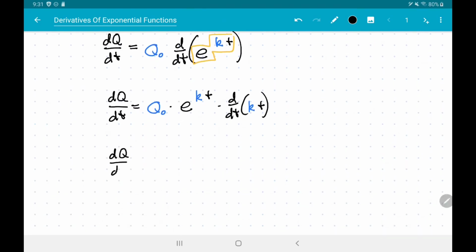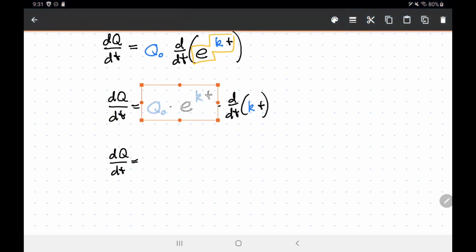There's one operation left, which is this constant k times t. So again, we'll use the constant multiple rule. We'll keep the k. So let me copy all of this. We'll keep the k because it's multiplied.